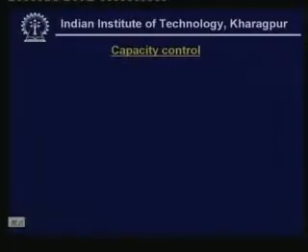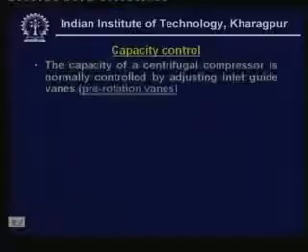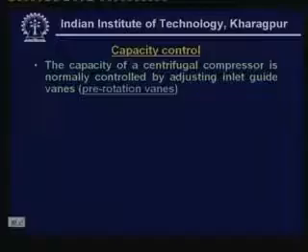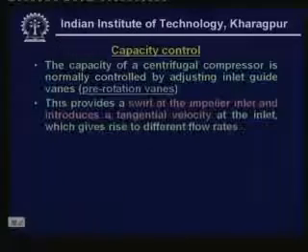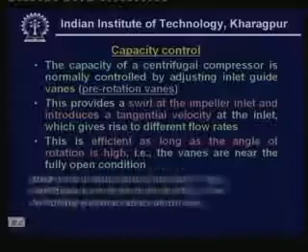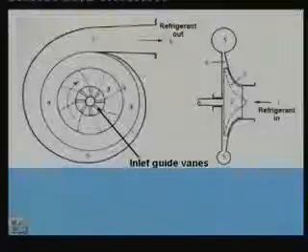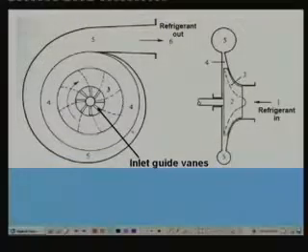Now let us look at capacity control. How do we control the capacity? The capacity of a centrifugal compressor is normally controlled by adjusting inlet guide vanes. In fact, in the last class I have explained what do we mean by inlet guide vanes, and I have also mentioned that these are mainly used for controlling the capacity. So let us look at this. Okay, so this is the figure I have shown in the last lecture.